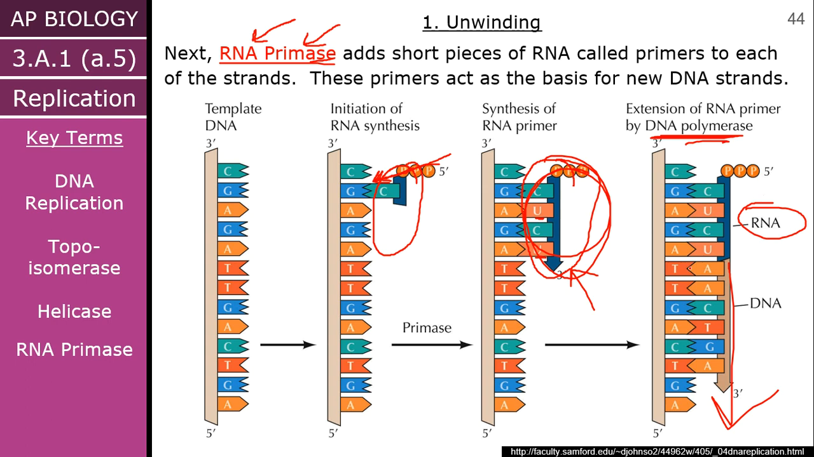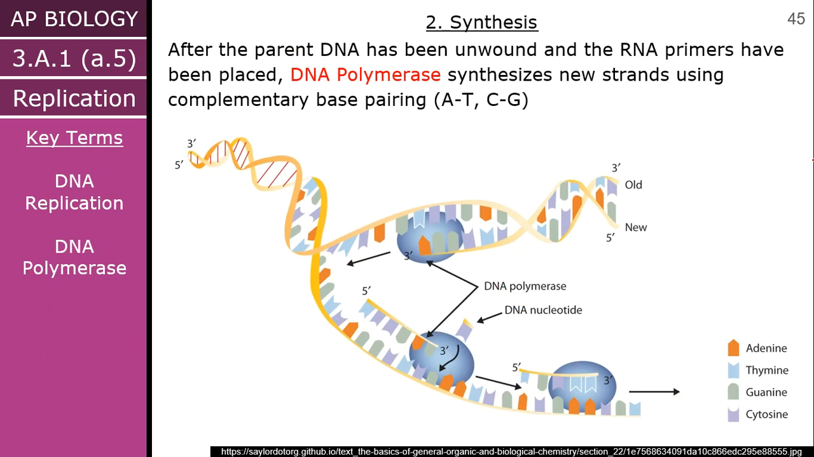Even though it makes everything mismatched, like now I've got these random uracils here instead of thymines, and this DNA looks funky, right? But it'll all get fixed. All right, so this is stage 2. We've unwound the DNA, we've made our RNA primer, and DNA polymerase has latched on to the RNA primer. And now we're going to have the synthesis stage.